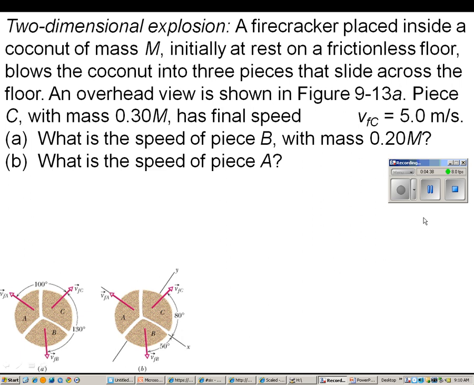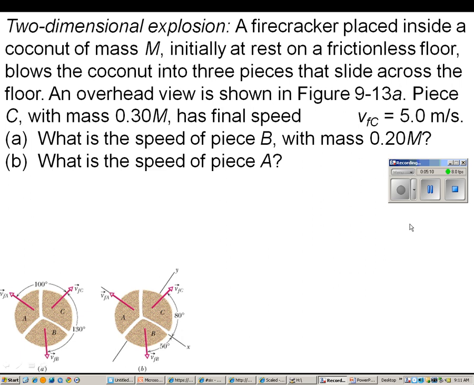An overhead view, as shown in figure 9-13A, is what we see here. Piece C with a mass of 0.3 m has a final speed of 5 meters per second. What is the speed of piece B with a mass of 0.2 m? And what is the speed of piece A? We can figure out that since the coconut has a total mass of m, the mass of piece A must be 0.5 m. So we'll go ahead and use conservation of momentum here.